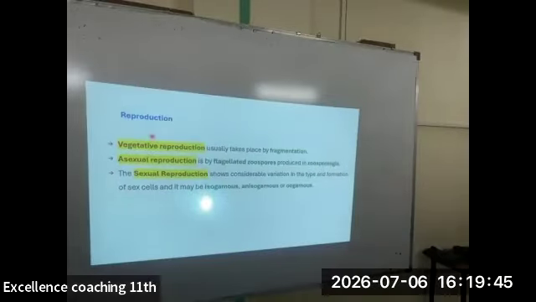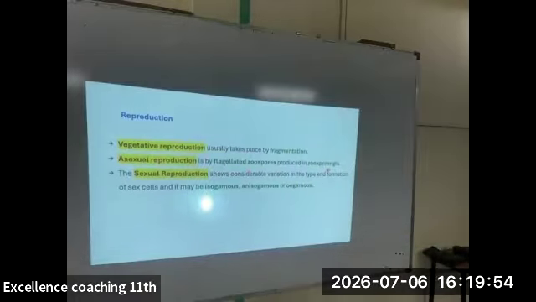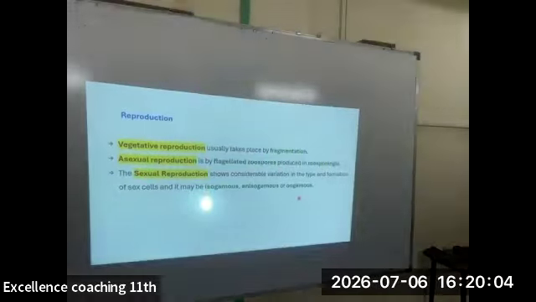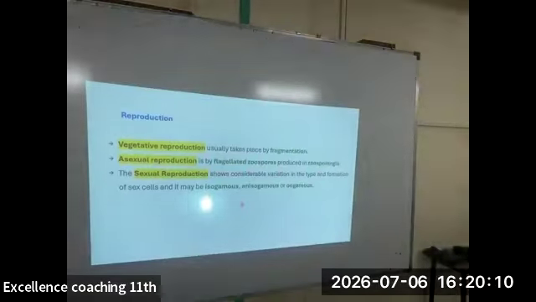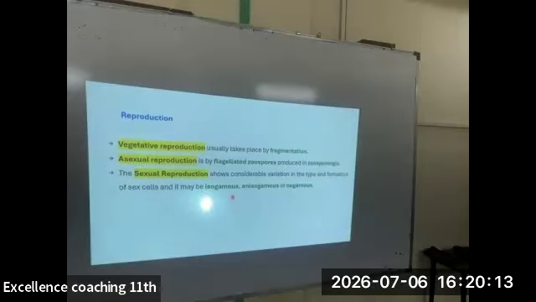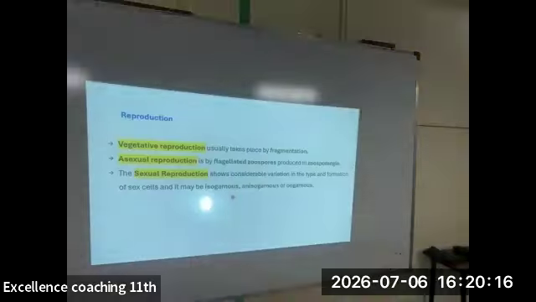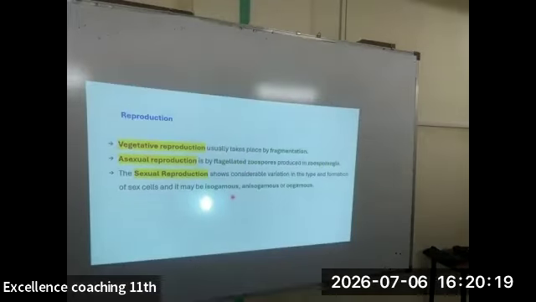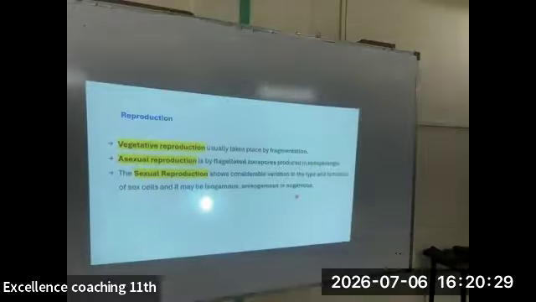Then reproduction, again, all three types of reproduction are there: vegetative, asexual and sexual. Vegetative is obviously by fragmentation, asexual by flagellated zoospores produced in zoosporangia. Sexual reproduction has many variations. It can be isogamous, anisogamous or oogamous. So all three major types of sexual reproduction are there. Okay, you know isogamous? What is isogamous? Yeah, male and female gametes are looking similar. Anisogamous, dissimilar. Oogamous, yeah, special type. Fine, good.